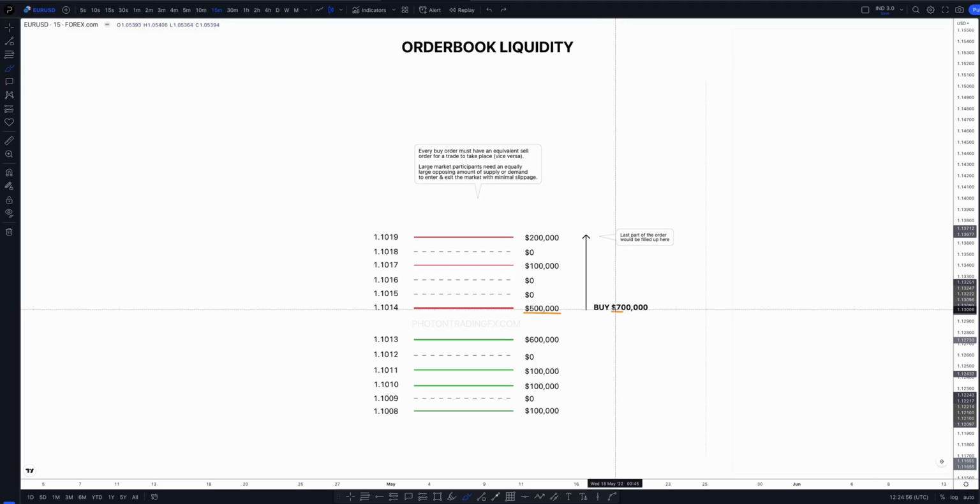Quick maths, you need another 100K, right? It will come up to here and take 100K off that level. So now you've got the majority of your order filled here, but then you get some of it partially filled up here and here, okay? So you essentially get slippage, right?